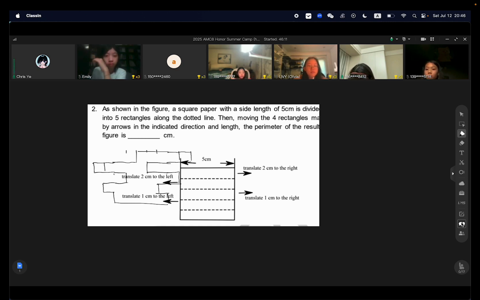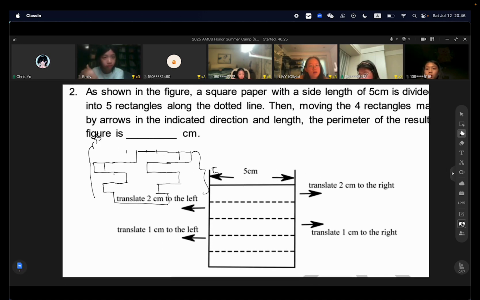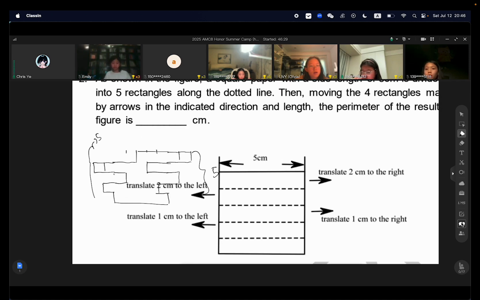So firstly, we know that this is 5, and this is 5. So we know that both lines are 5. It's going to be 5. And these are also all going to be 5. So now we have 20.